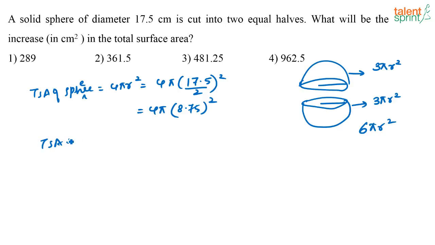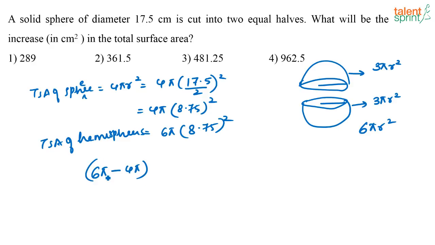So the total surface area of the hemispheres, yes, you have 2 hemispheres here. So 3 pi r squared plus 3 pi r squared, which is equal to 6 pi r squared, that is equal to 6 pi into, again radius is the same. So what is the increase or what is the difference in the total surface area now? 6 pi minus 4 pi, right, into 8.75 whole squared. See, I am subtracting 6 pi into 8.75 whole squared minus 4 pi into 8.75 whole squared. So, in that I can take this 8.75 whole squared pi outside.